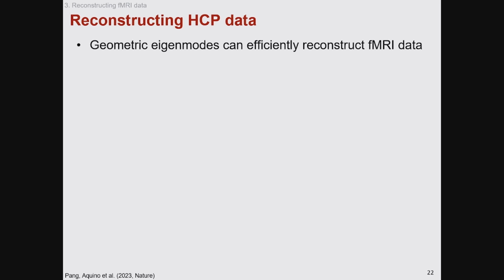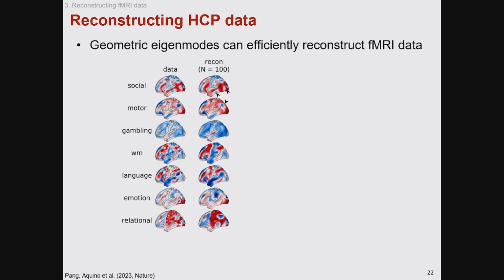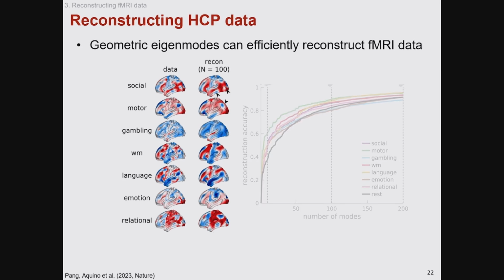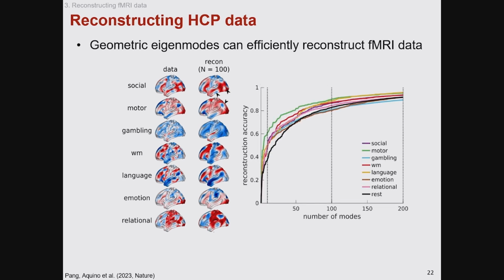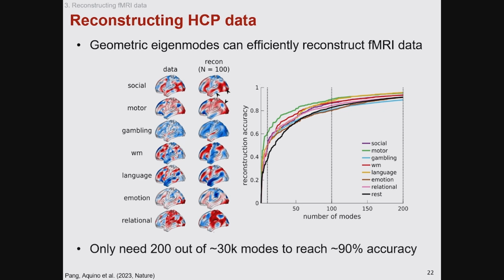We've shown in our paper that these geometric eigenmodes can efficiently reconstruct fMRI data quite parsimoniously. What do I mean by that? You can use a low number of eigenmodes, say here 100, to almost perfectly reconstruct the data. And 100 is the reason why I said it's a parsimonious representation. 100 is only a subset of about 30,000 modes available to us. And we've shown that you can do that for every single task, for example, in the HCP dataset. You can get almost 90% accuracy with just 200 modes. Again, you only need 200 out of about 30,000 to reach approximately 90% accuracy.